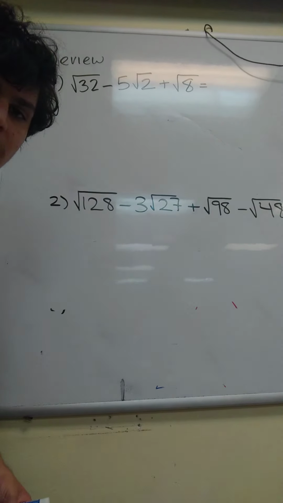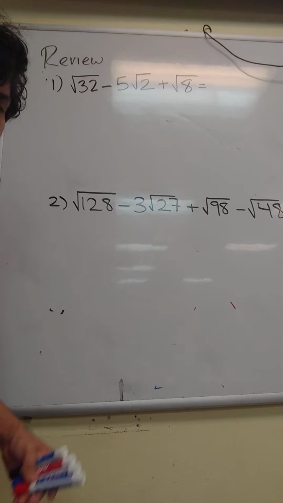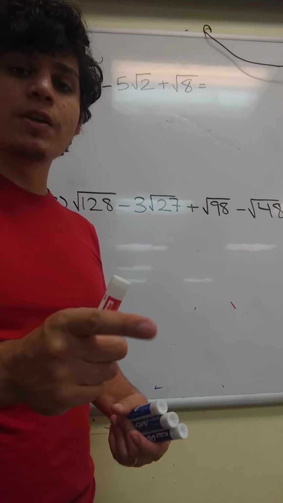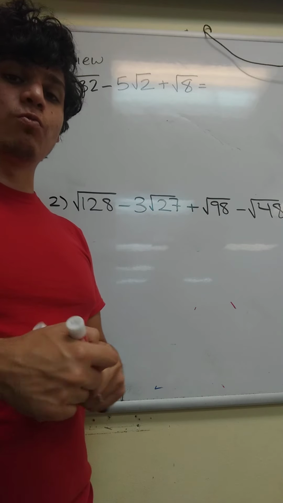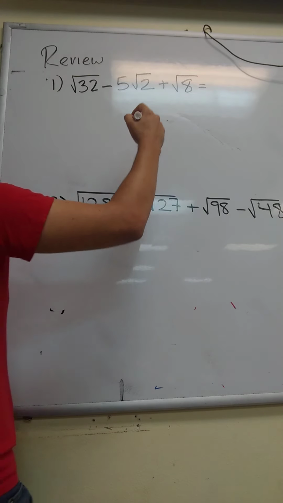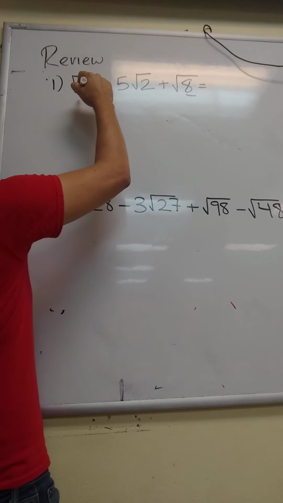Okay, so hopefully you guys can see it. It's the square root of 32 minus 5 the square root of 2 plus the square root of 8. Now I included this in your Google Classroom, so please go ahead and refer to that page as well. So the first thing you need to do is grab the square roots that are big, like 8 and 32, and break them down.